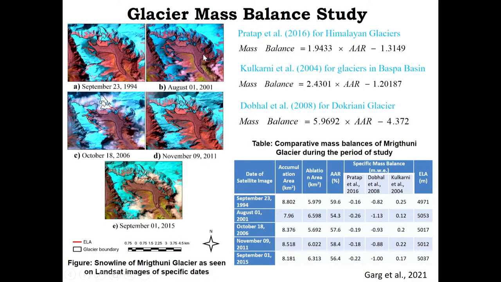So once we can identify the accumulation area and ablation area, we can do the glacier mass balance. I told you that if we have this ratio, accumulation area ratio, we can do the glacier mass balance. The same we have done for this Mriktring glacier for different time periods, using the different equations available for the accumulation area ratio method. You can see here that almost these two equations are showing the negative mass balance of this glacier.